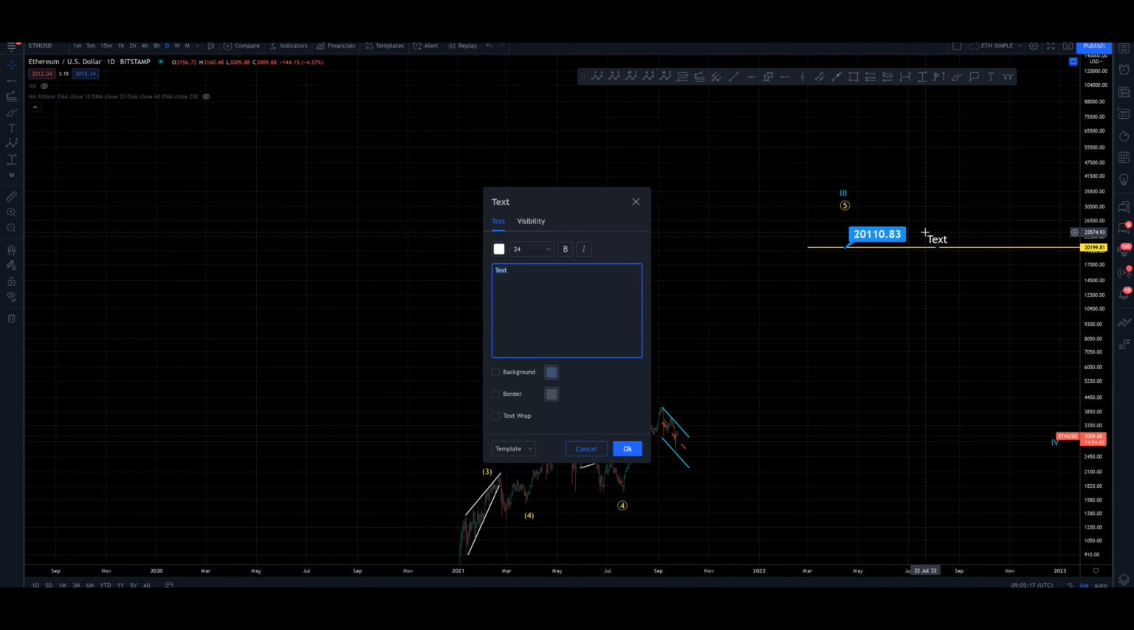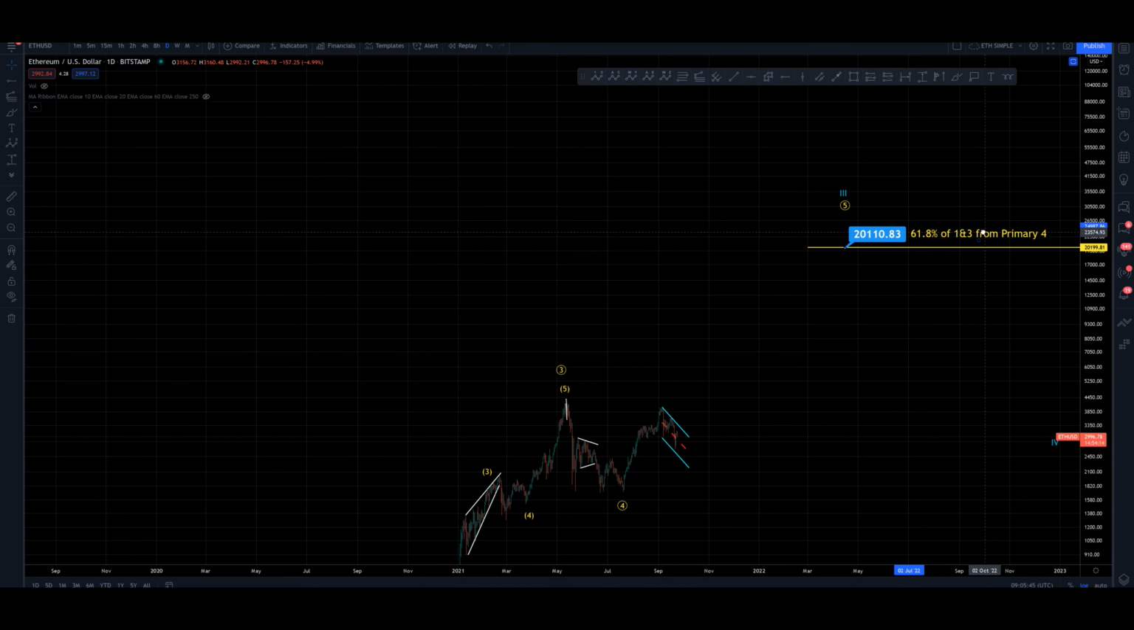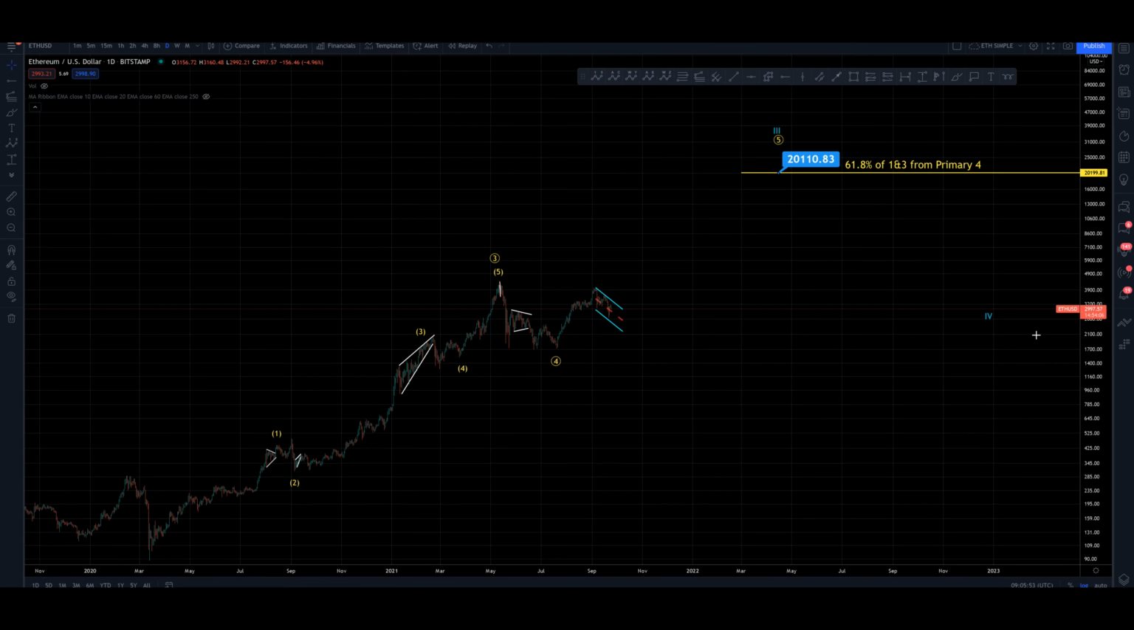I've heard a few people actually, even some of the bigger fund manager sorts, who said that 20k is a good target for this cycle. I'm not sure if they're using the same analysis to find that, or whether it's just price model projections or whatever. I don't know. Either way, this is 61.8% of 1 and 3 from primary 4. Put this in yellow so we know it. So we immediately identify it as a golden ratio target. We've locked that in place. Okay, so that's one.